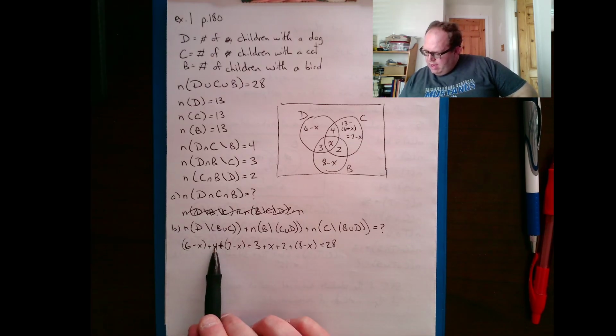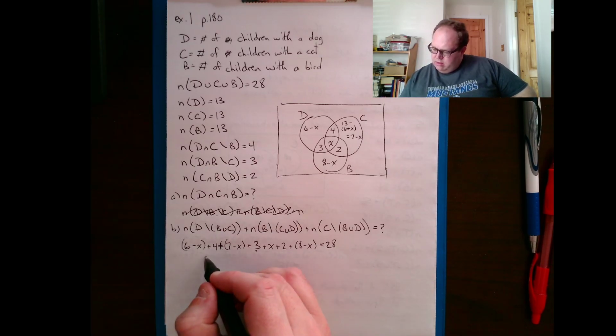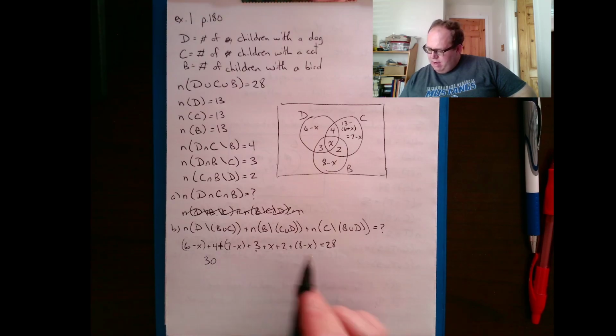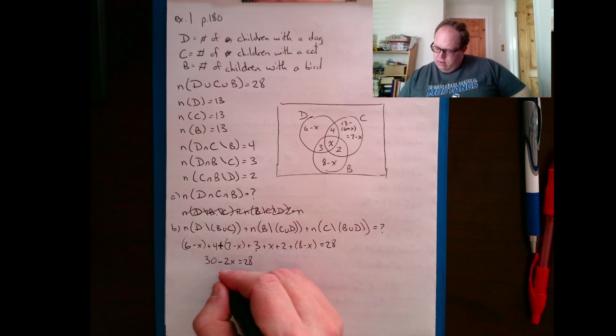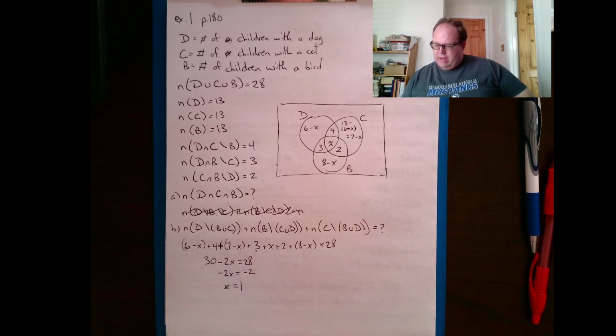6 plus 4 is 10, plus 7 is 17, plus 3 is 20, plus 2 is 22, plus 8 is 30. Minus X plus X minus X will all become minus 2X. And that equals 28. Or negative 2X equals negative 2, or X equals 1.